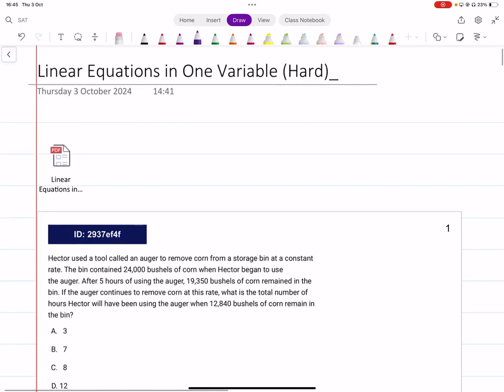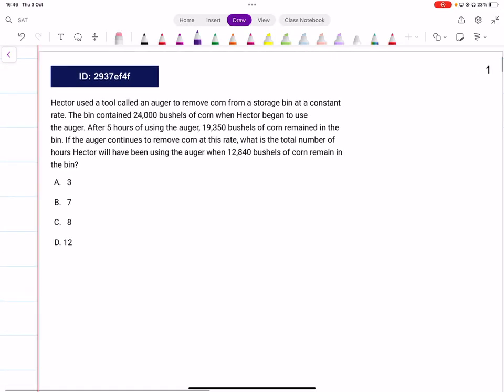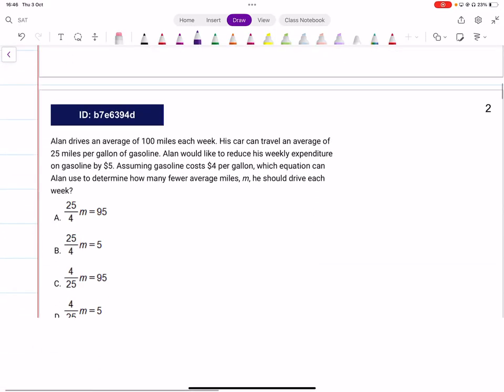Okay, let's start with this now. Linear equations in one variable. This is the first algebra concept that we want to practice now. Linear equations in one variable. So from this PDF, we have question number two, first of all.